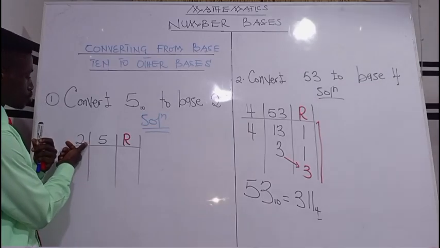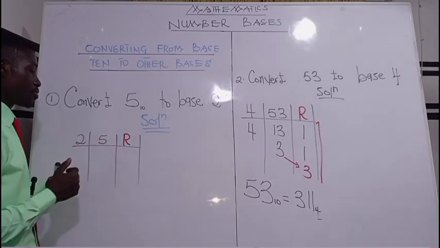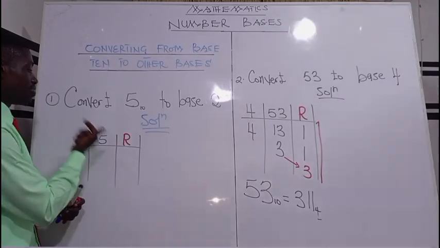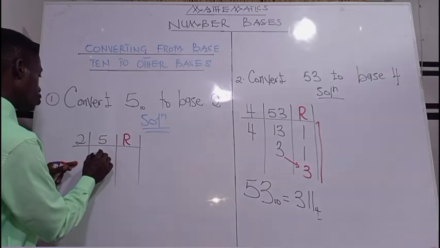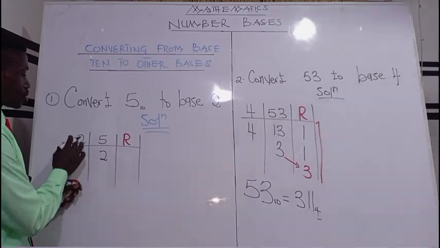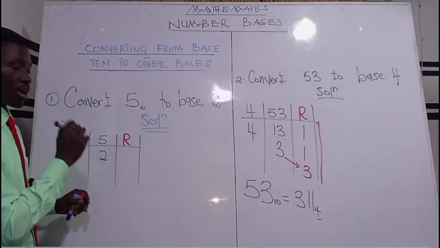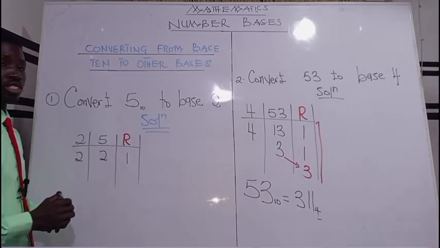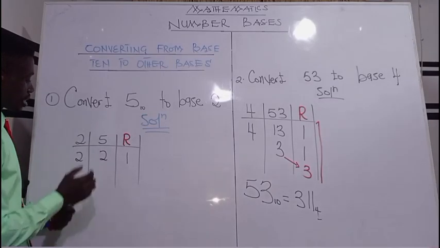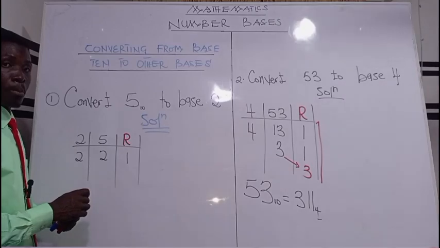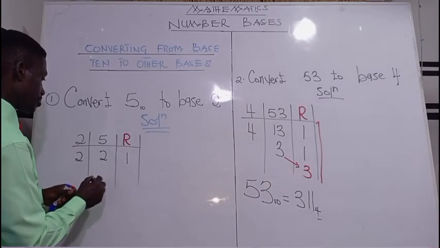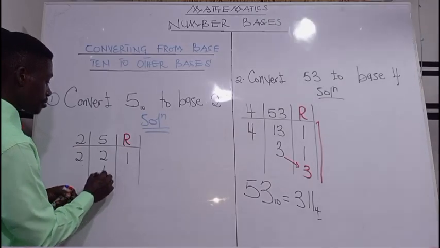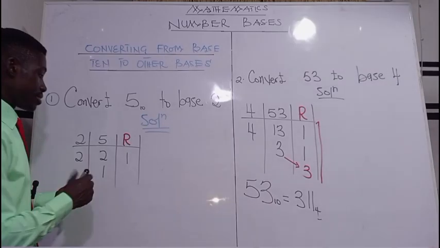So how many times will 2 go into 5, or how many times will 2 divide 5? We have 2. 2 times 2 will give us 4, a remainder of 1. We continue with our division. How many times will 2 divide 2? 1. Remainder 0.